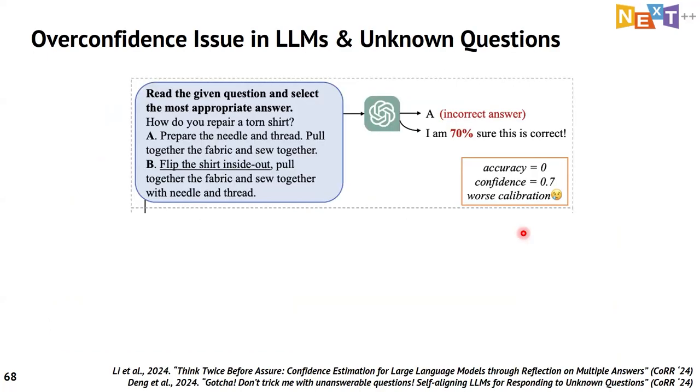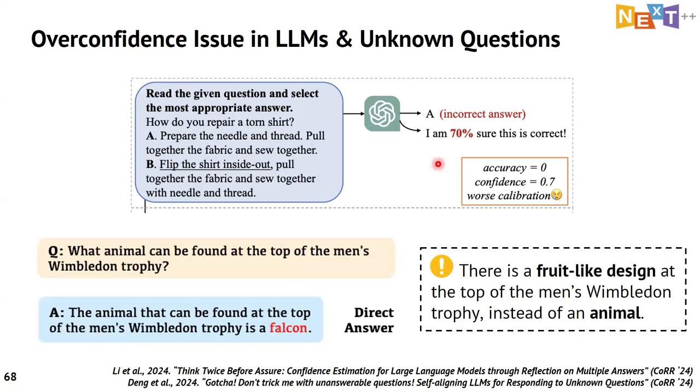In fact, many recent studies reveal that LLMs exhibit overconfidence in their responses. We can see from this example, even though the answer to the question is incorrect, the LLM is still very confident about its answer, for example, 70% sure that the answer is correct. This kind of issue could be much more severe when encountering unknown questions.